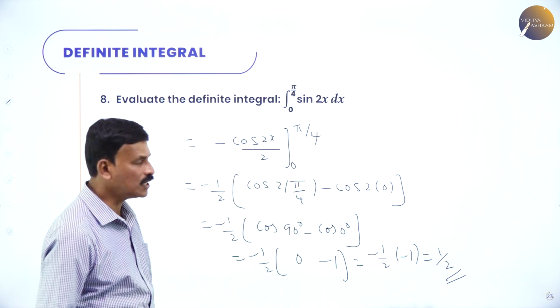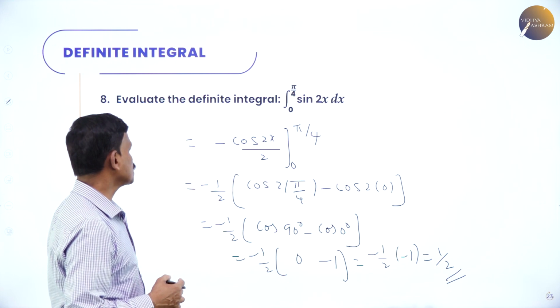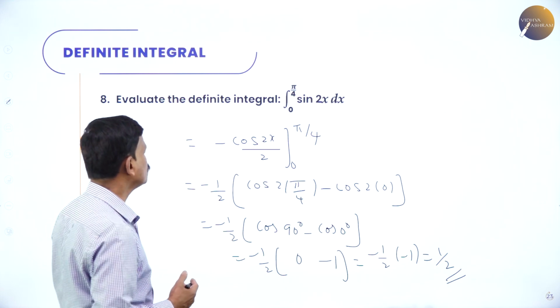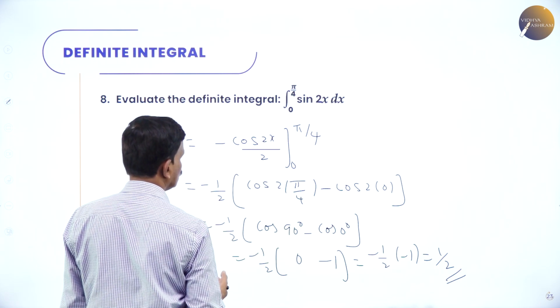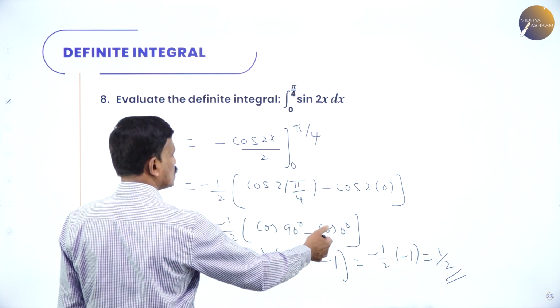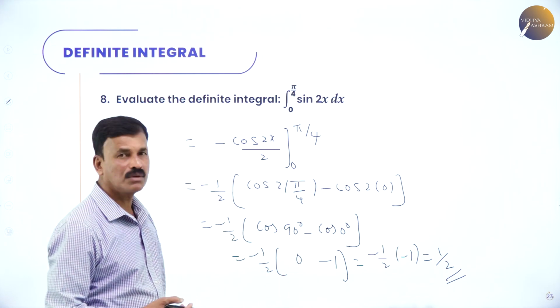That's it. Okay. See, the integration of sin 2x is minus cos 2x by 2, minus 1 by 2 out, 2 times pi by 4, 45 into 2 is 90. Cos 90 is 0 and cos 0 is 1. 0 minus 1 is minus 1, minus into minus is plus 1 by 2.